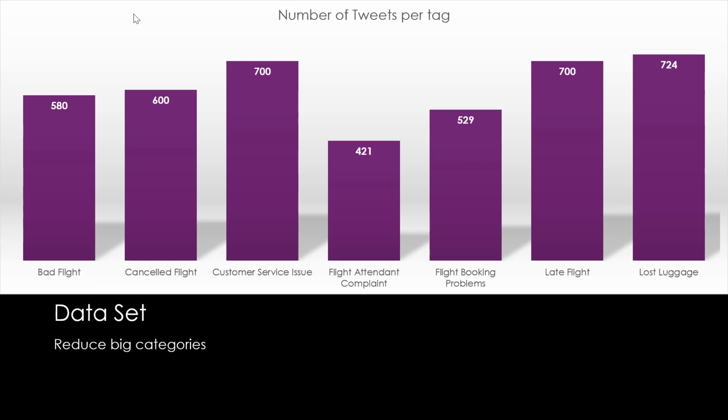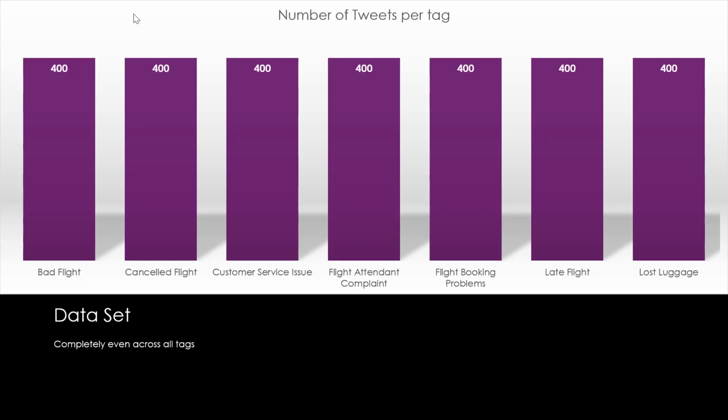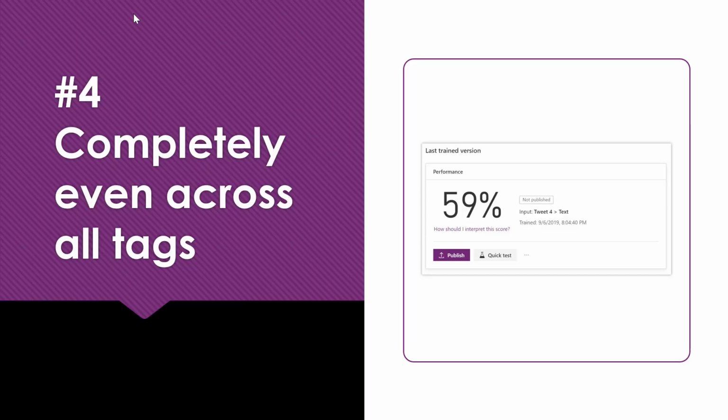So the next thing I did was to go completely even. What if I took out all of those variations, made it 400 across everything, completely even across the board, and, oh, no. It didn't make any difference at all.